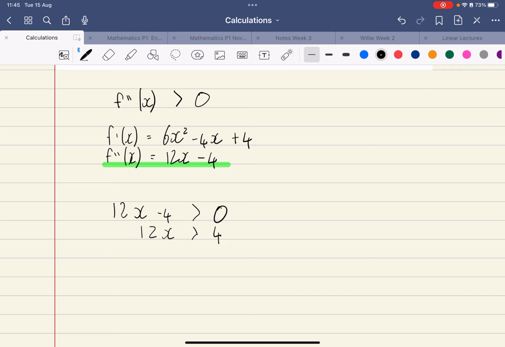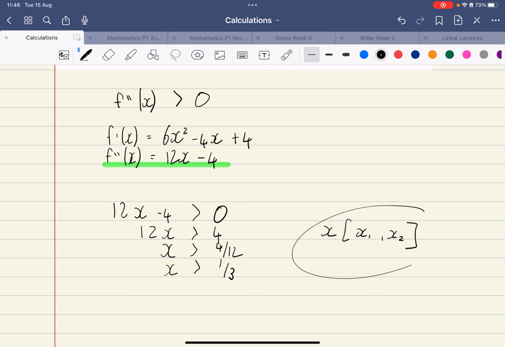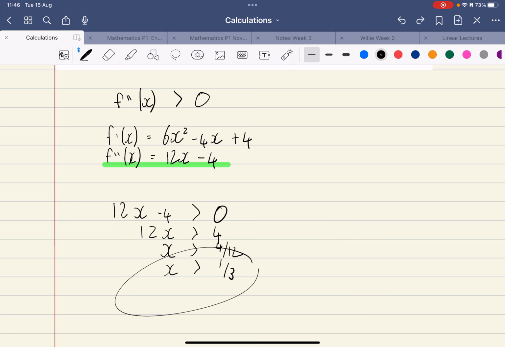Take the 4 to the other side. We're dividing by a positive, so we don't need to flip the sign. If we were dividing by a negative, we would have to flip the sign. We don't need to here. 4 over 12, that's just another way of saying 1/3. So a nice easy inequality. We didn't have an interval, say, for example, this x and this x. There were no intervals. It was a nice easy inequality we had to solve. Namely, it's all x's bigger than 1/3.